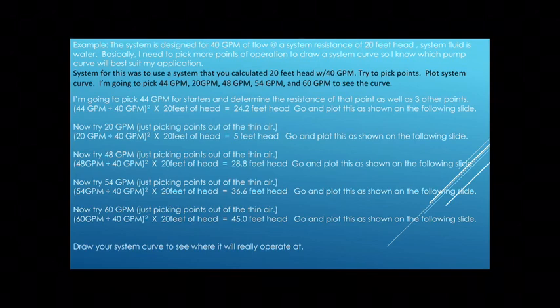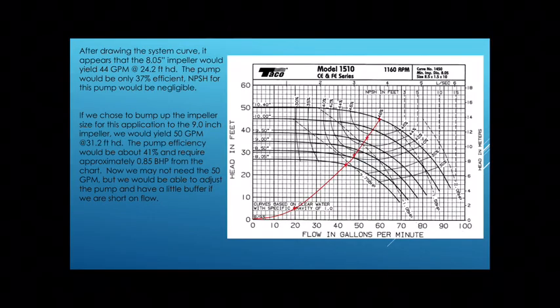So in this example, I wanted to do a quick example with you commercially where I'm going to take a system designed for 40 gallons a minute of flow at a resistance of 20 feet of head. And my system fluid is water, and then I need to pick some more of those points. So just like I did earlier, I picked 44, 20, 48, 54, and 60, and I figured all those resistances that are shown in there. And then what I did was I drew those out. I marked those points, and I just kind of drew my curve out as best I could.